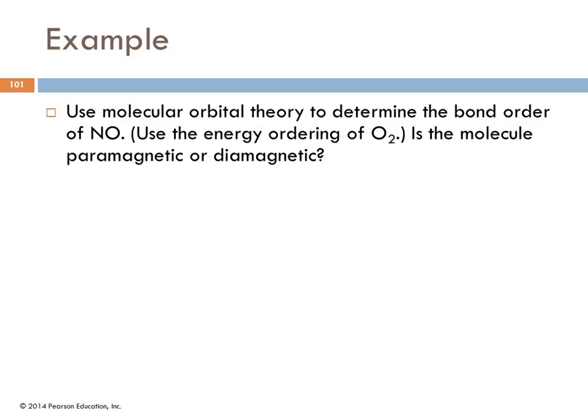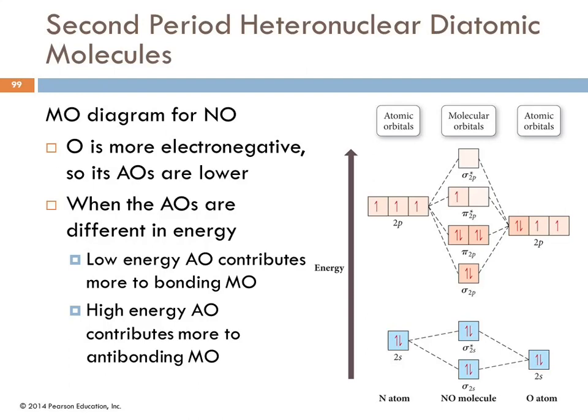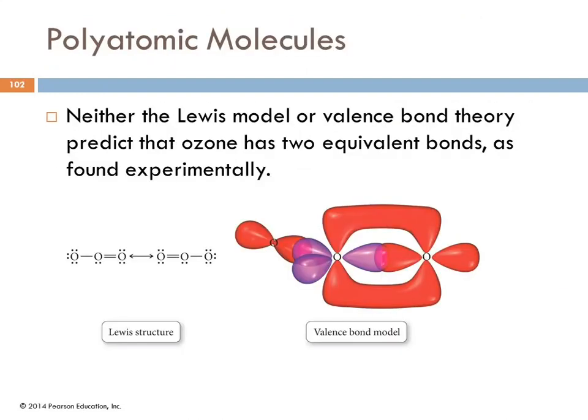Now this is the sort of thing that if it's asking you to find a bond order or draw orbital diagrams, like here with nitrogen and oxygen, they each have their own ordering, and so this is telling us to use the energy ordering of O2. And that's what was done. Instead of drawing this out, we'll just go back and look at the one that was done. Actually, we already answered all those questions, didn't we? It's paramagnetic, and the bond order was 2.5. So we'll just skip that example.